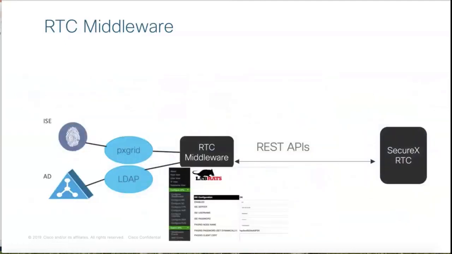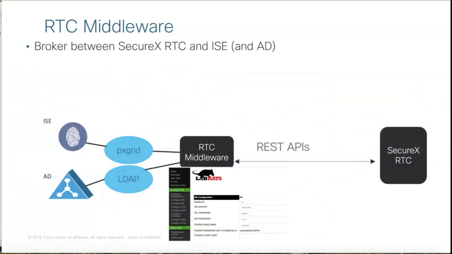So this is the RTC middleware, to make it absolutely clear what it does. SecureX RTC, which is my orchestrator, has a REST API to this middleware, which runs in my lab, or I will soon move it to AWS. It's very easy to install since it's a Docker container. It acts as a broker between SecureX and the internal on-prem devices, ICE and Active Directory. It has a REST API with essentially two important calls: RTC get user by IP and apply an ANC policy.